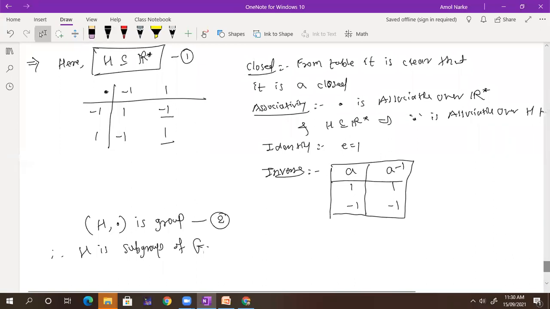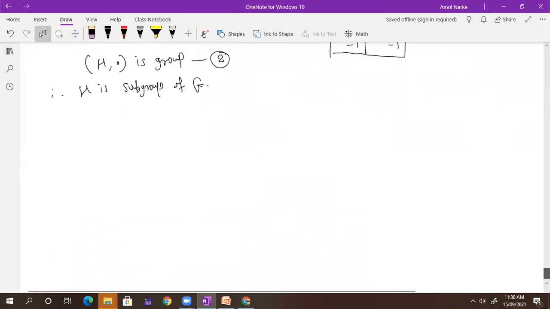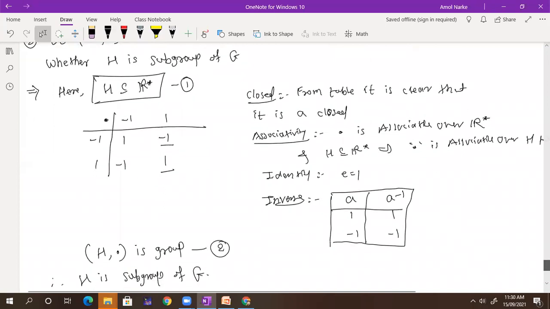Now next. Sir, can you show the associative part? What did you say? See, therefore, dot is associative over R star, yes, and H is a subset of R star. So it is associative on a big set, and I am taking some elements in that. So definitely this is associative on H also. Yes or no?